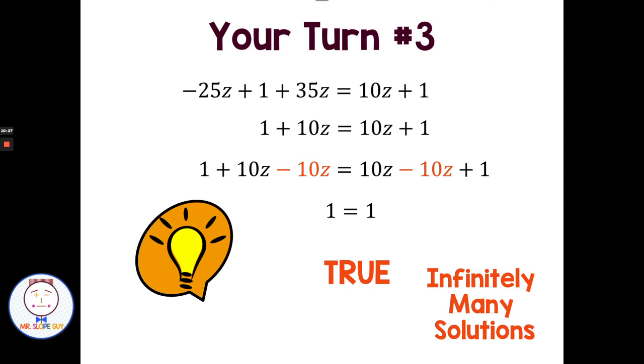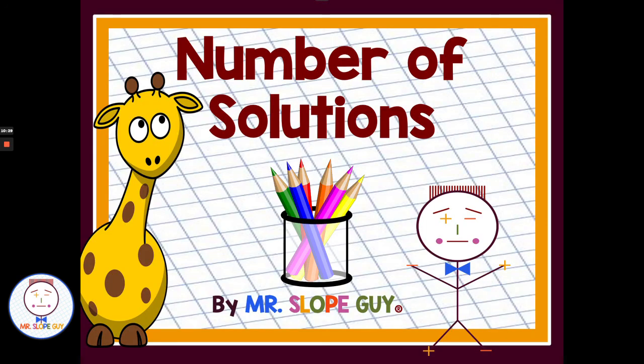All right, so that gives you the different options we have with one solution, no solution, or infinitely many solutions.